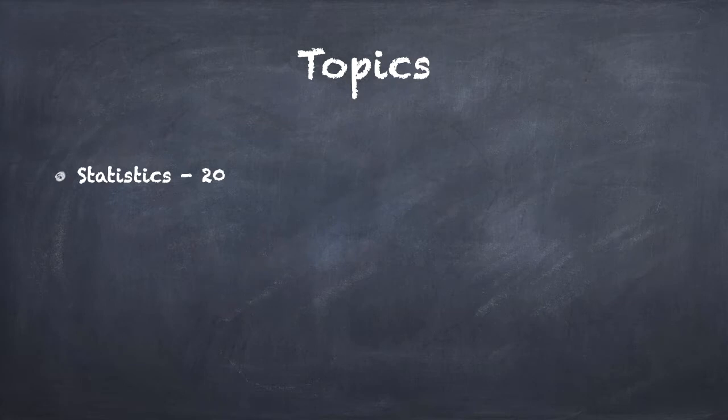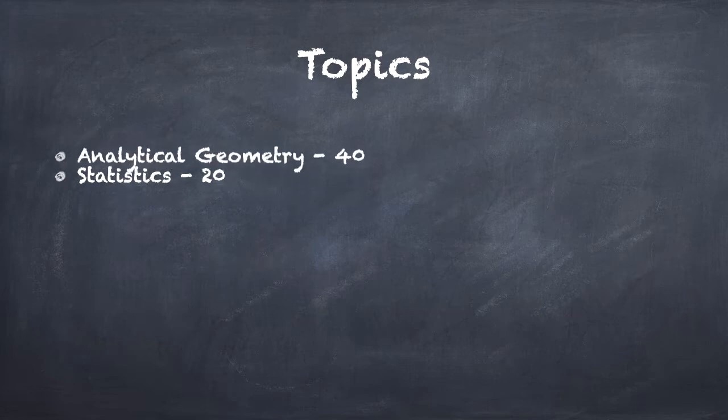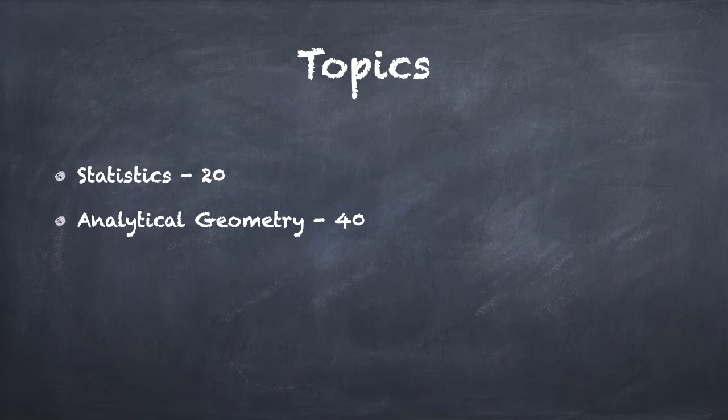First of all, there's going to be statistics, which is 20 marks. So there's those things about mean, mode, median. But don't forget about variance, don't forget about regression. We're going to look at those things that you mustn't forget a bit later on. Secondly, there's going to be analytical geometry or coordinate geometry. That will be about 40 marks in the exam.